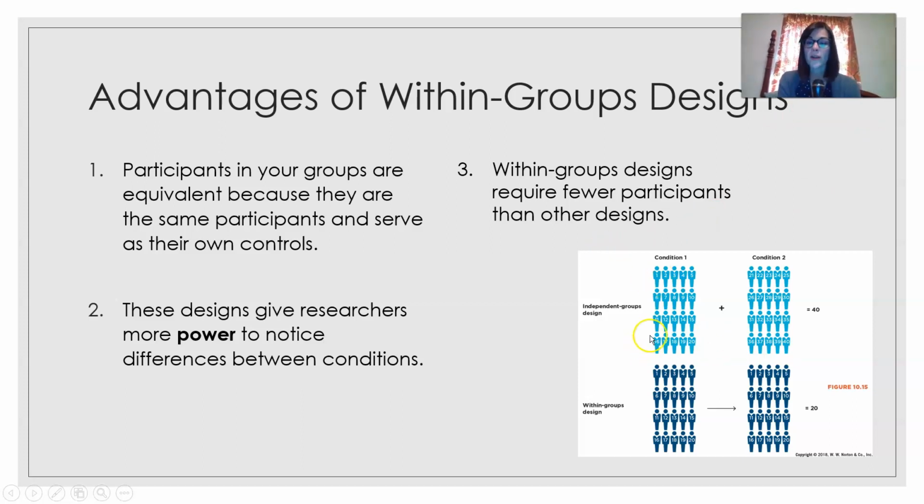And additionally, one of the things that's especially nice is that within groups designs typically will require fewer participants. So whereas you might need two groups of 20 people each for an independent groups design or a between subjects design, so we have these two different conditions, you just need half that, because they're getting exposed to both conditions. So you can get away with having fewer participants with a within subjects design.